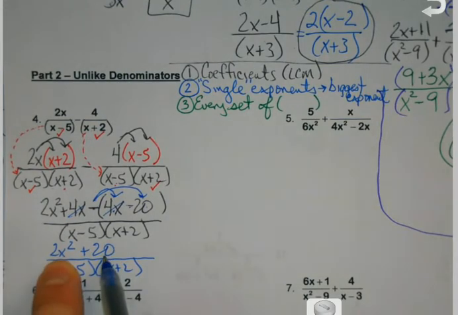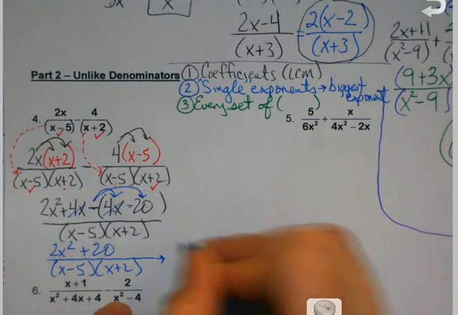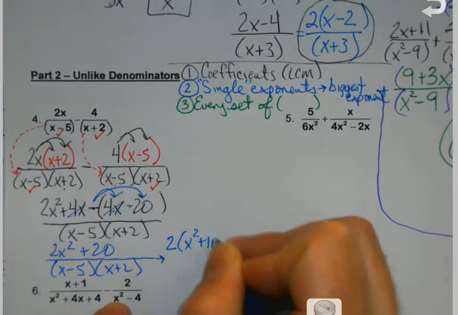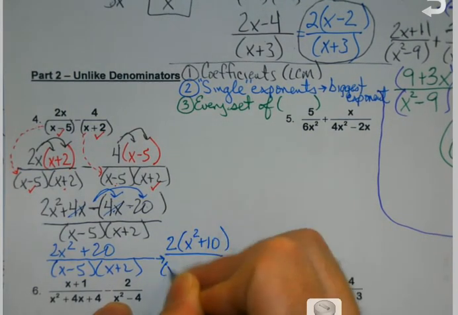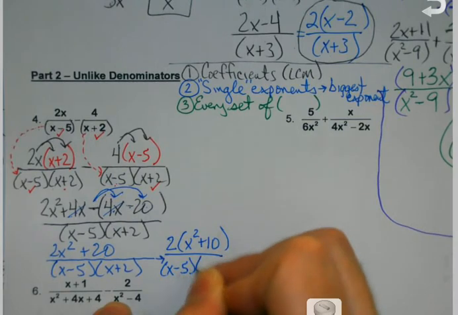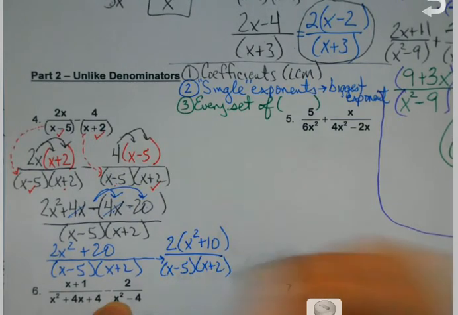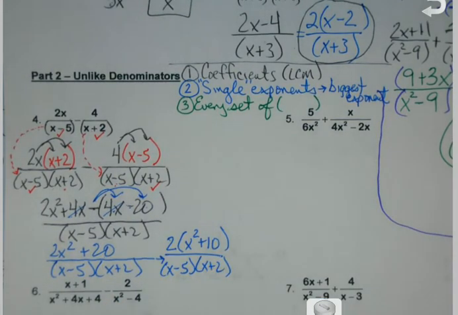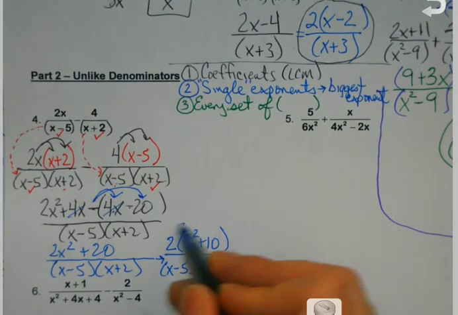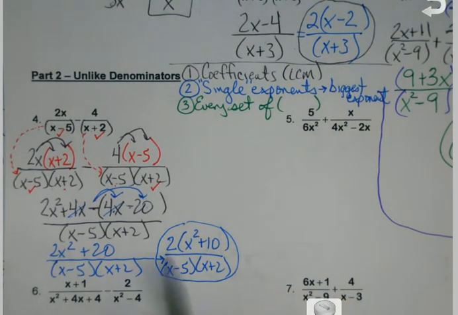I could take a 2 out of there, right? That's always a good idea if you can take something out to do that. But you'll notice I still don't get to cancel anything, because that's not like a difference of squares or anything. But again, either of these answers would be okay. But it's, again, a process.